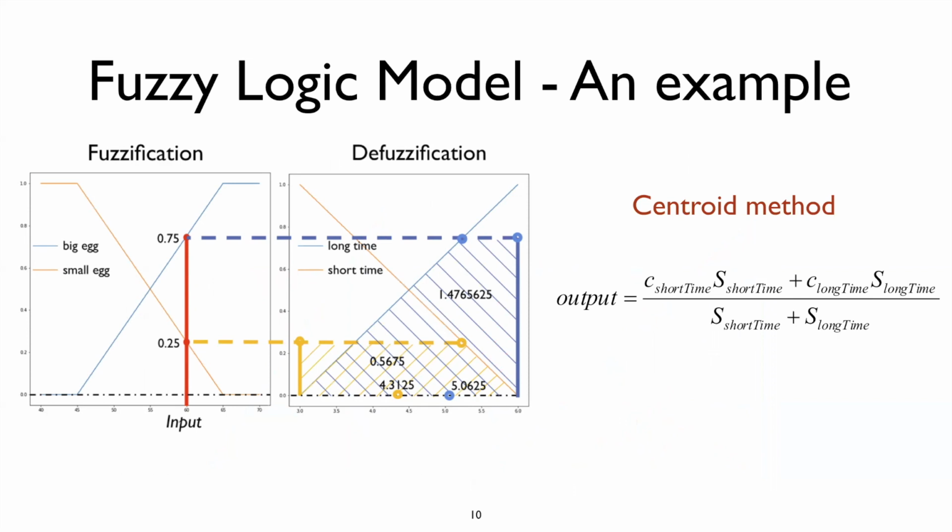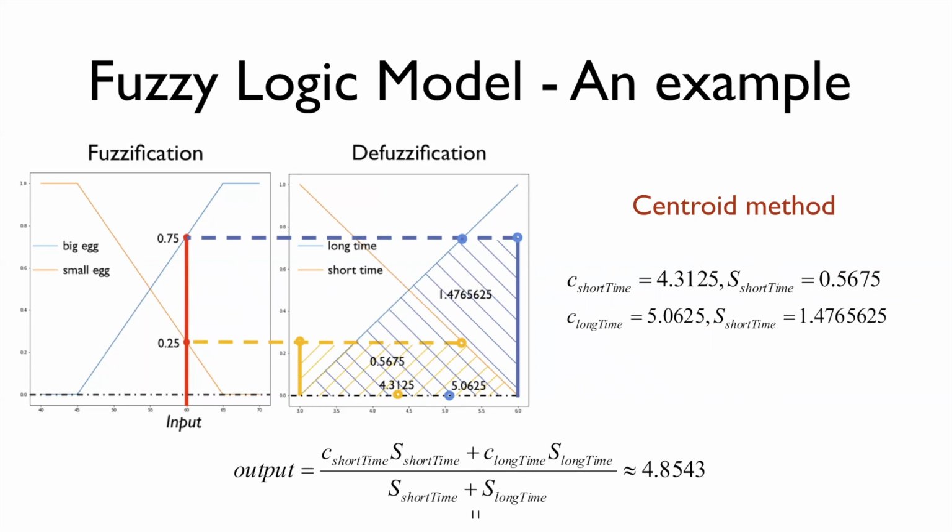The output value can be computed using different defuzzification methods. Here we use the centroid method, which computes the output value by the area values and the abscissa values. According to the defuzzification function, the long time area is shaded blue, and the short time area is shaded yellow. We can compute the area values and the abscissa values. For example, here, the area value of the short time is 0.5675, and the abscissa value is 4.3125. And finally, using the centroid method, the output value is around 4.8 minutes. So we need to cook for nearly 5 minutes for a 60 grams egg.